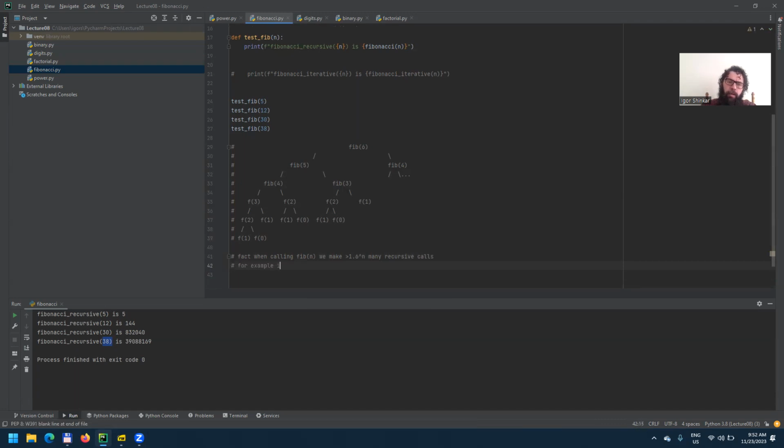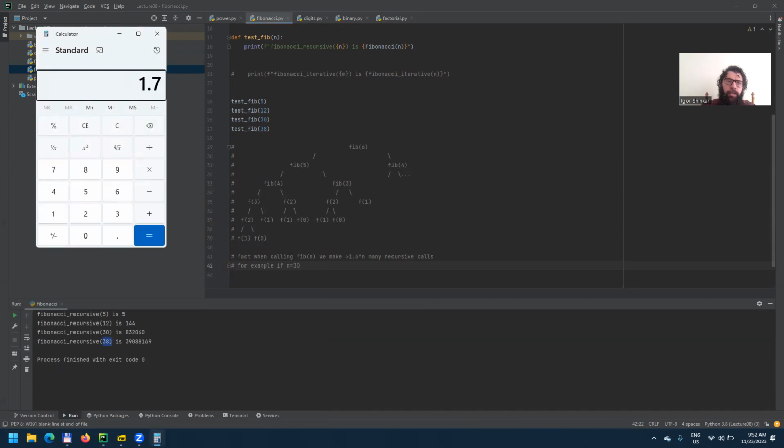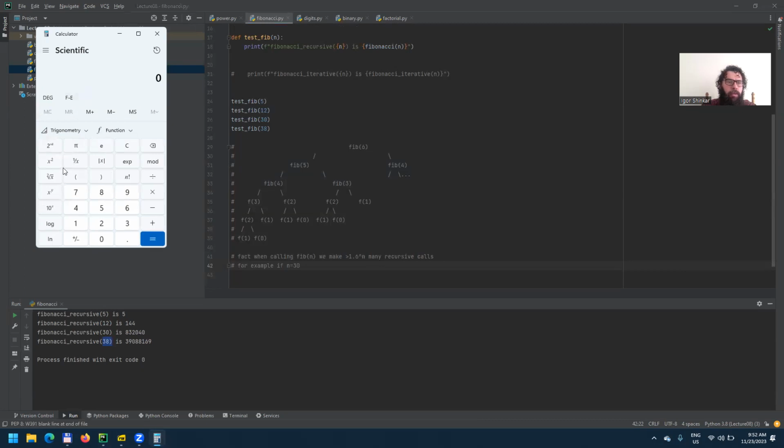So, for example, if n is 30, let me pull up my calculator. So we do 1.6 to the power, where do I have my power? I don't have my power here. No, give me scientific calculator. I would like my powers. I would like 1.6 to the power 30. That's, well, not that huge a number. Okay, that's 1 million calls. But if I do 1.6 to the power 38, that's already 58 million calls. That's a pretty large number.